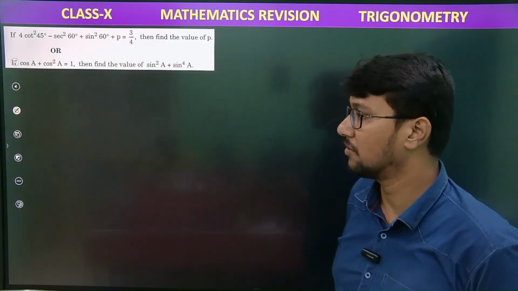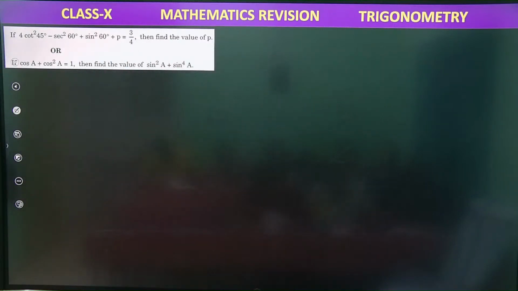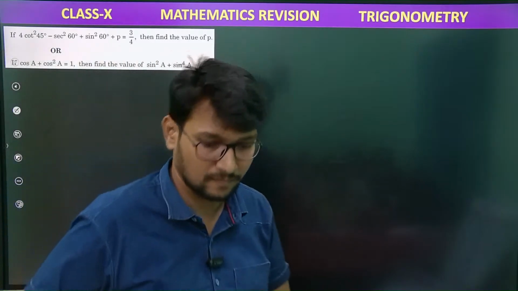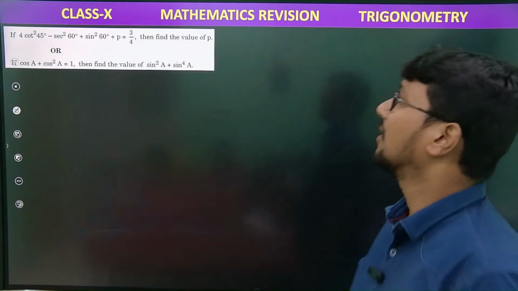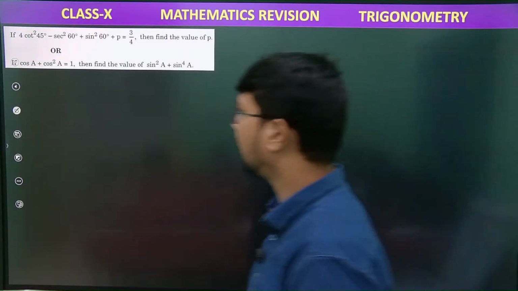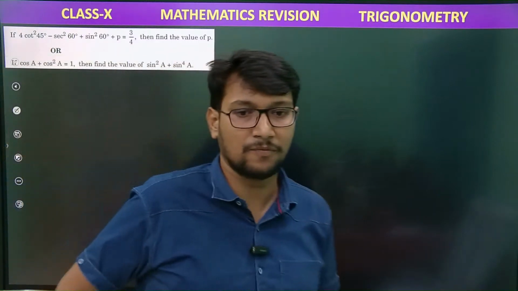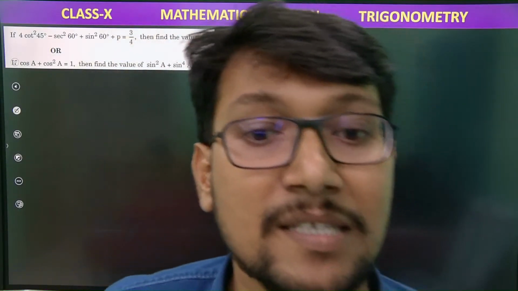Okay, ready everyone? Let's solve. 4 cot square 45. Directly we have to write the value. Are you clear? Everyone. Do you remember cot 45? Cot 45 is how much? Cot 45 is 1.